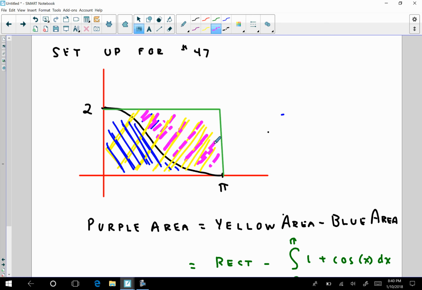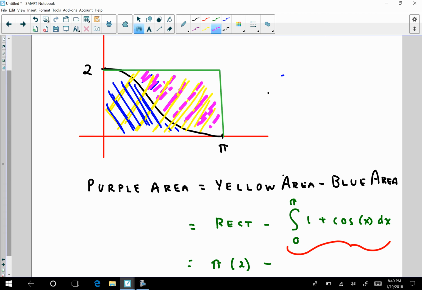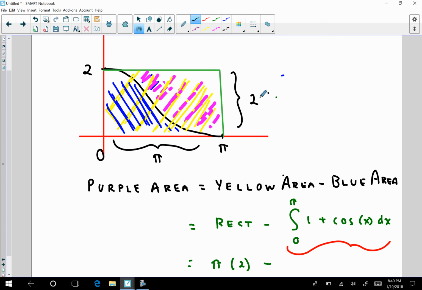So I have the yellow area here, which is a rectangle, and the blue area, interesting enough, can be found using a definite integral. It is the definite integral from 0 to pi of 1 plus cosine x. What is the yellow area? The yellow area is a rectangle. This rectangle has a base of pi and a height of 2. So the area of that rectangle is simply pi times 2.